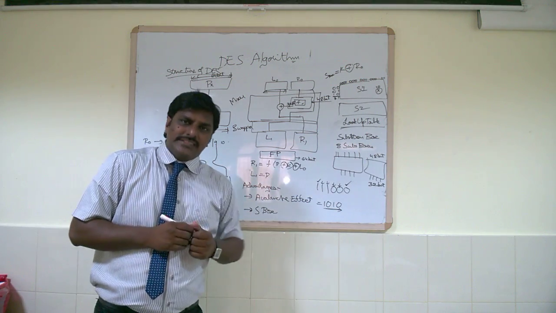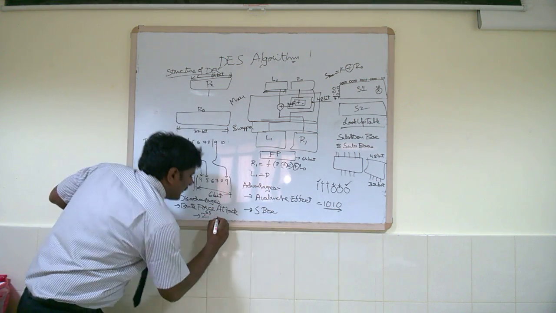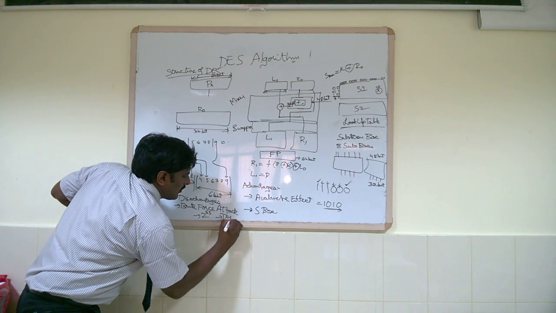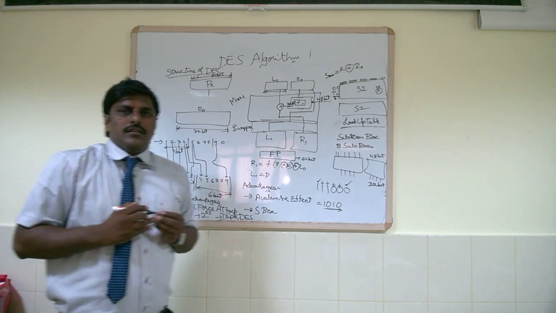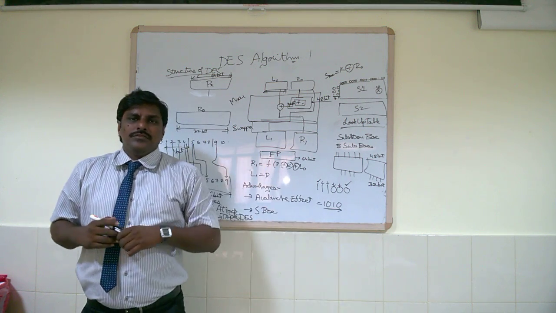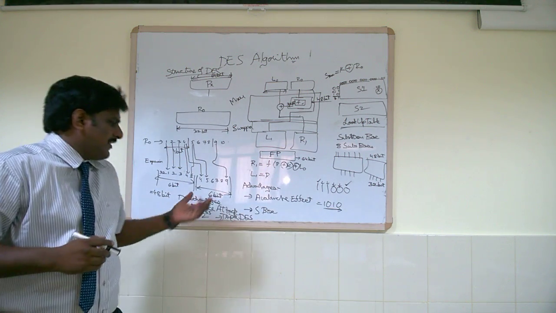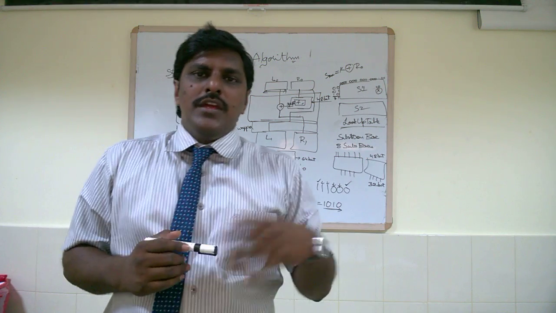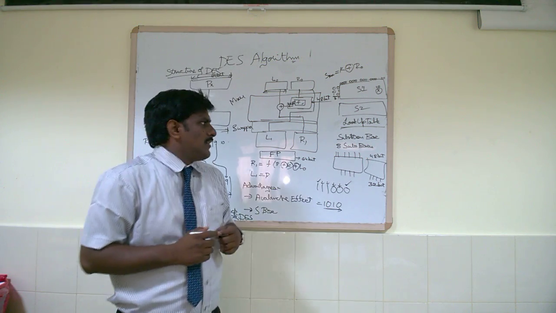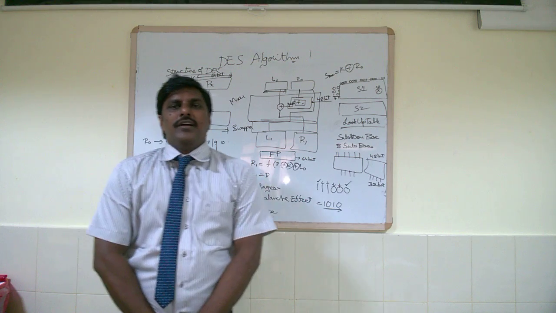To countermeasure this, we apply triple DES. Triple DES is one more encryption algorithm. It counters the brute force attack because it is not possible for the attacker to decrypt the ciphertext. So this is how DES works.